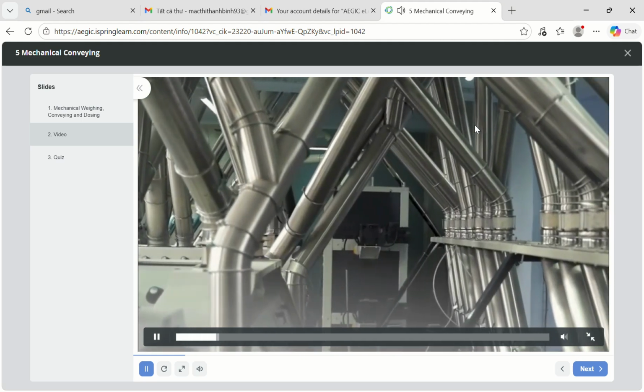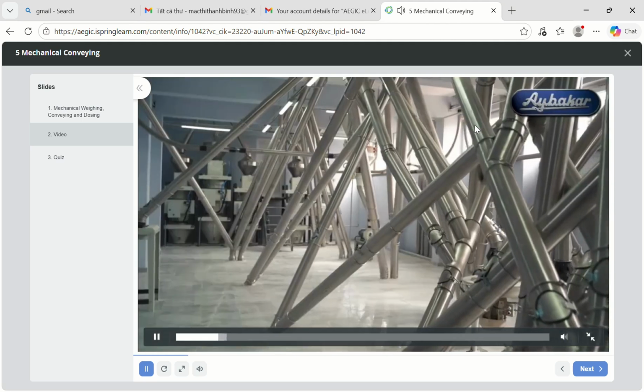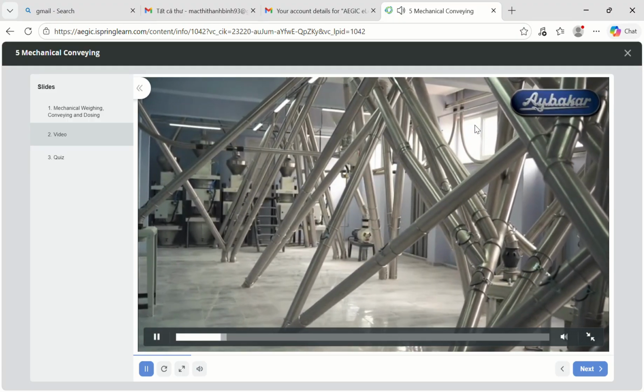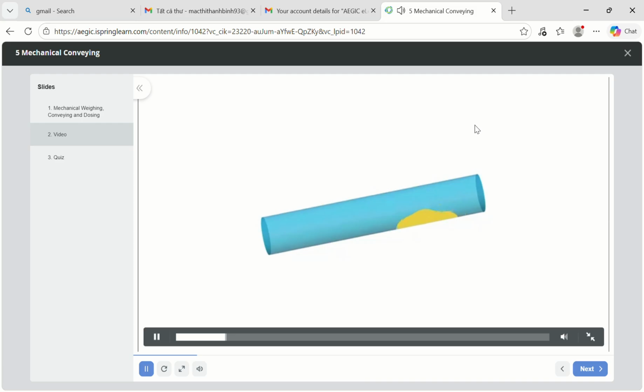Spouts are the simplest form of conveying. Spouts convey grain or flour downwards using gravity. The less free-flowing the material, the steeper the spout must be to keep the material moving.